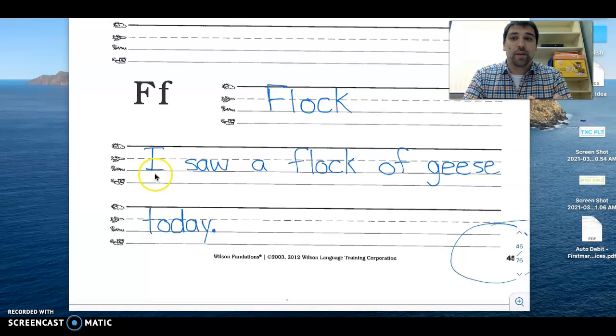It means a group of something. All right? Most of the time, birds.